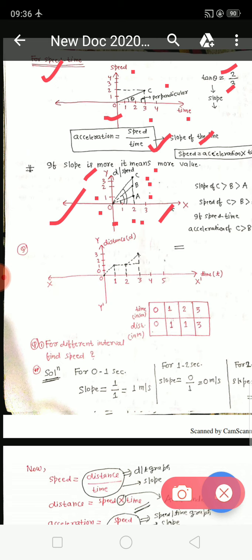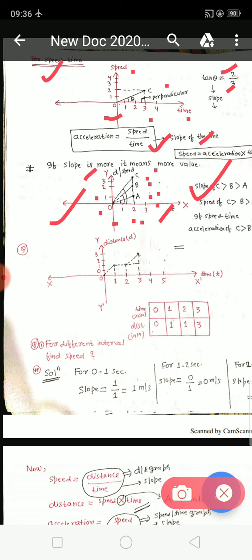Tan theta is equal to perpendicular upon base. So for object A, tan theta will be the distance traveled, that is 1 divided by 1, that is 1. For B it is 2 divided by 1 because the perpendicular value is 2. For C the perpendicular value is 3. So it means that the slope value for C will be more than the slope value of B, than the slope value of A. It means that the slope of C is greater than B is greater than A.